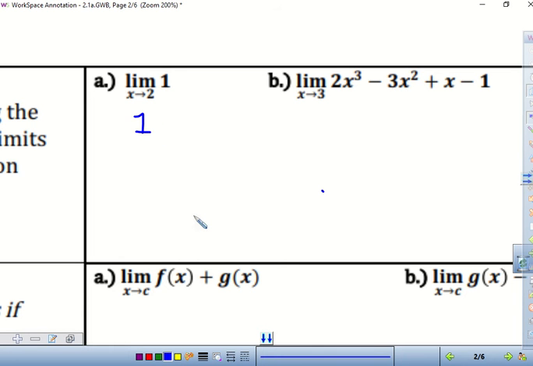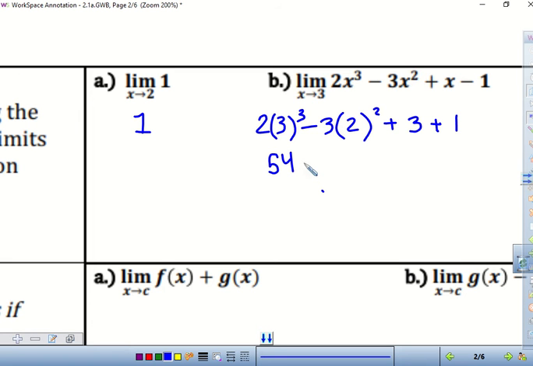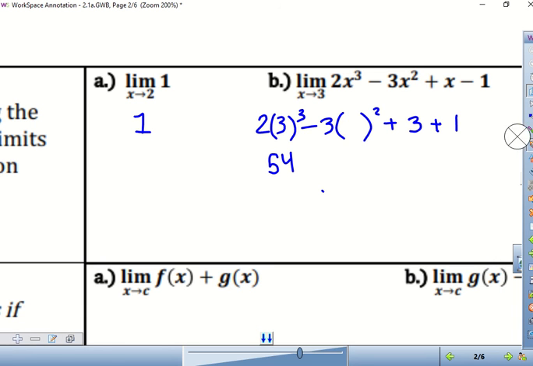Next one, we're going to take the limit. It's a combination of addition and subtraction. So we're just going to plug in 3 for x. And then we evaluate. So 3 to the third power is 27. Good. 27 times 2 is 54. And then what's... oh, why did I plug in a 2 instead of a 3? That was my bad. Sorry. Don't forget it's -1. Thank you.